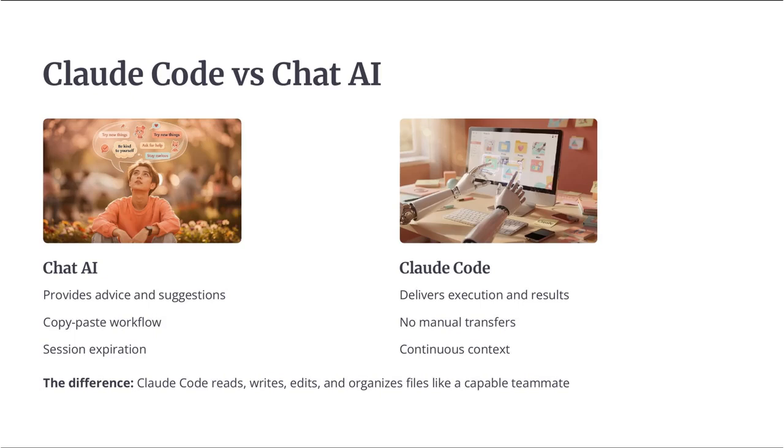Most people are used to chat-based AI, where you ask a question, copy the answer, paste it somewhere else, and repeat. That workflow is slow, fragile, and mentally exhausting. Claude Code eliminates that loop. Instead of explaining what to do, it actually does it. It edits files directly, maintains context across steps, and executes multi-stage tasks without losing focus. The best analogy is this. Chat AI is like asking someone for directions, while Claude Code is like working with a teammate who can actually drive the car. Once you experience that difference, it's very hard to go back.